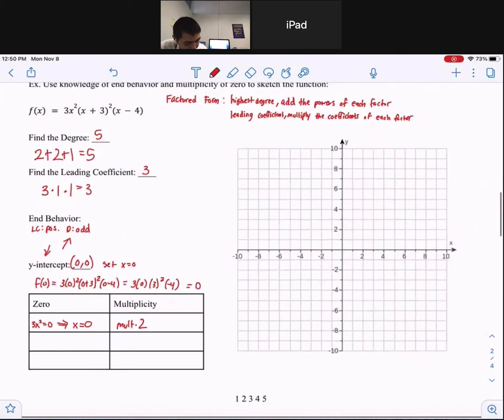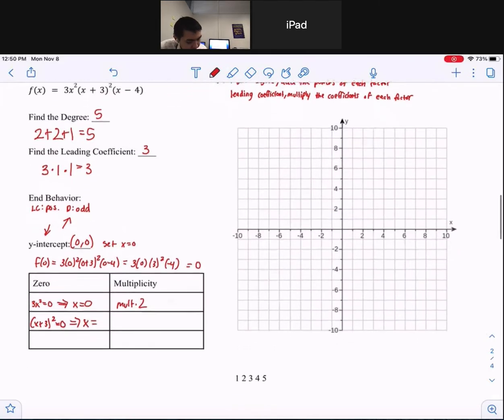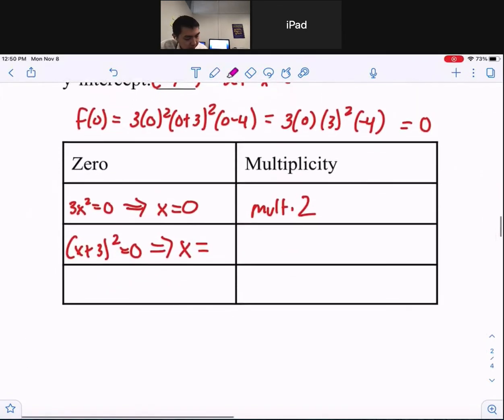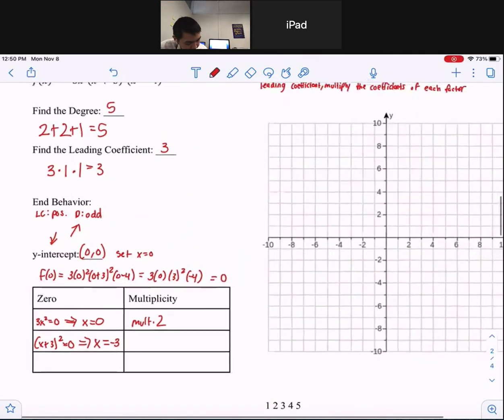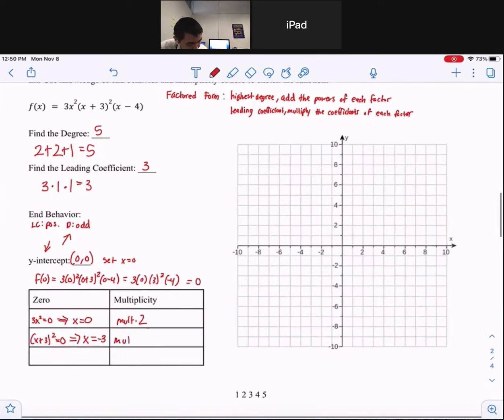What's our next factor? It's x plus 3 squared. If you set that equal to 0, what would make this whole thing be 0? If x was equal to negative 3. So multiplicity of 2.